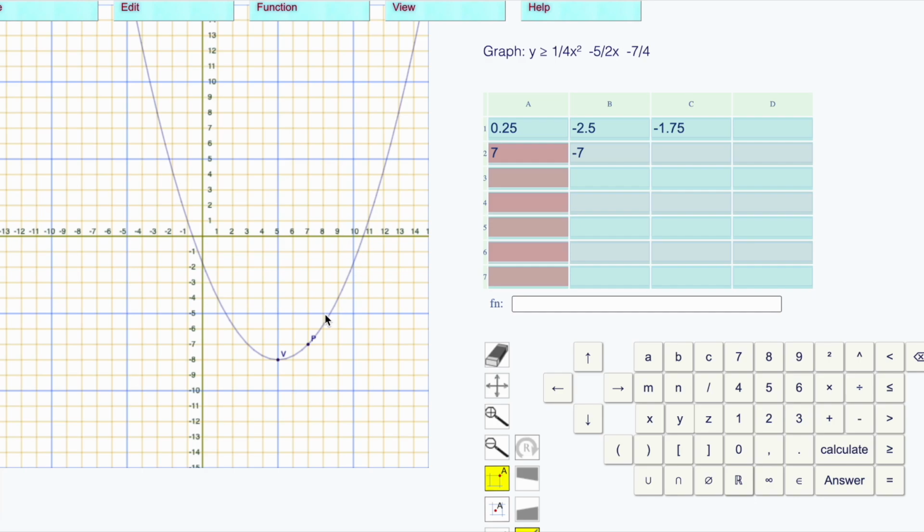That is our parabola. We want an inequality when y is greater than or equal to. It's equal to, it's a solid. Greater than, I'm shading above. And then we press answer to see if we're right.